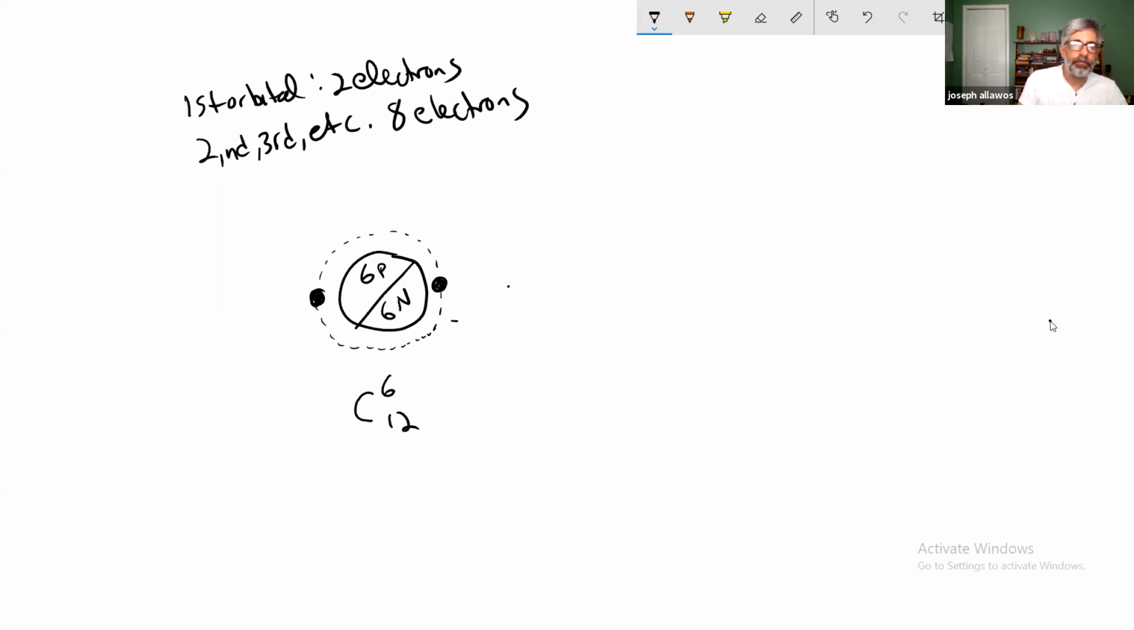But we still have 4 left, and so we have to draw another orbital. And you just keep adding these orbitals until you've taken care of all your electrons. So now there's 2 and we have 4 more. 1, 2, 3, 4, and that accounts for the 6. 2, 4, 6. So that's a way that we could draw carbon. Okay. Makes sense?